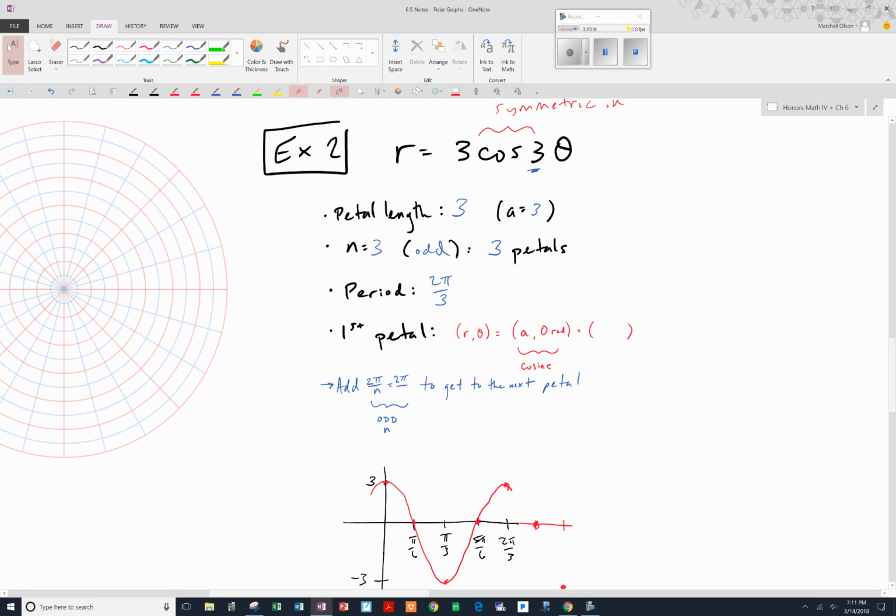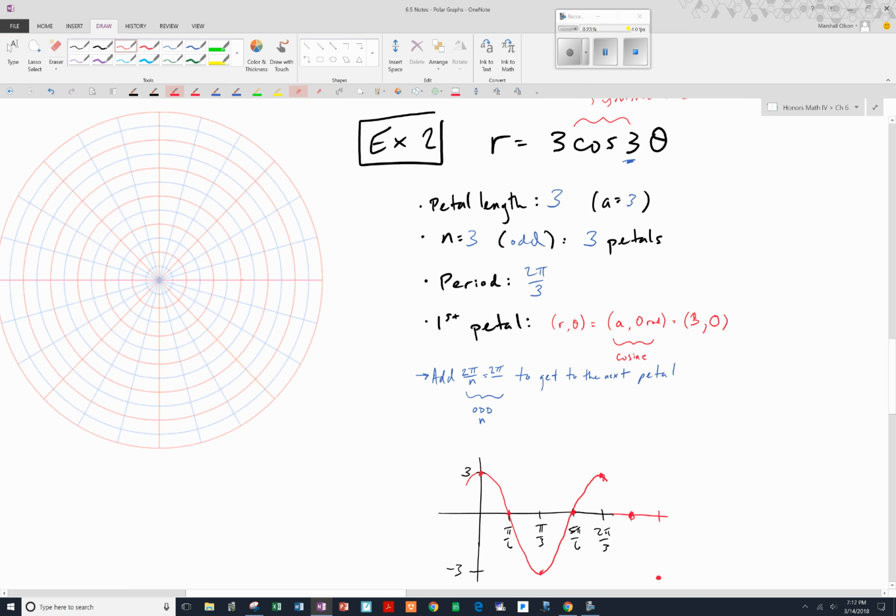Let's talk about this first pedal here. Since it is a cosine graph, cosine will always start at the maximum value A, just like the normal cosine graph that we've done. So that'd be a 3 in this problem, but it's going to have an angle value of 0. In other words, the cosine graph is going to start right here at 3 comma 0. So here's 2, 4, and 6. At 3, 0 is where we're going to start. That's going to be our first pedal.